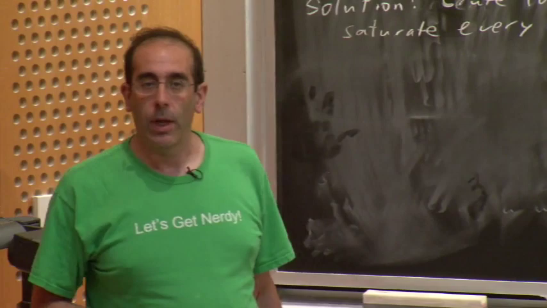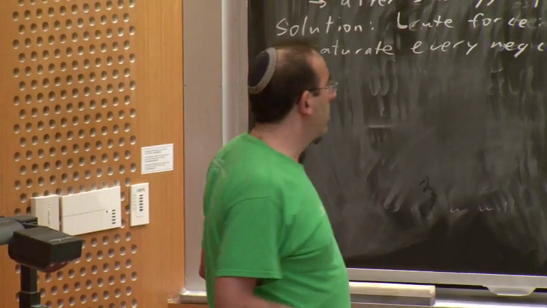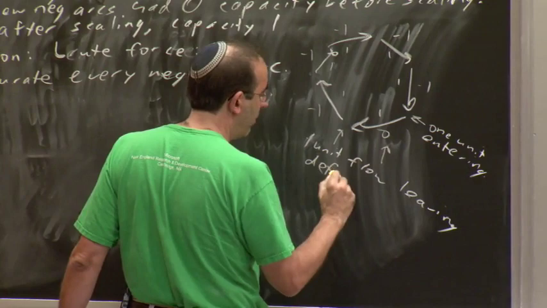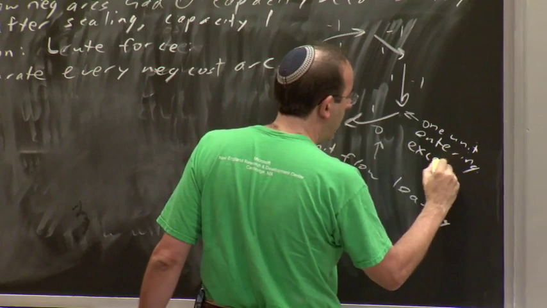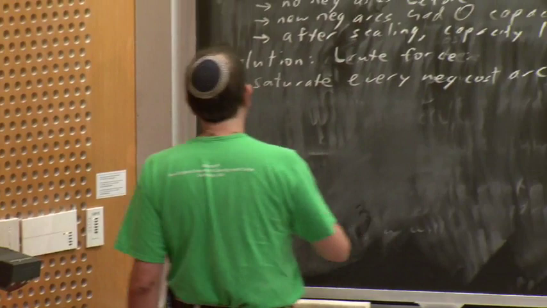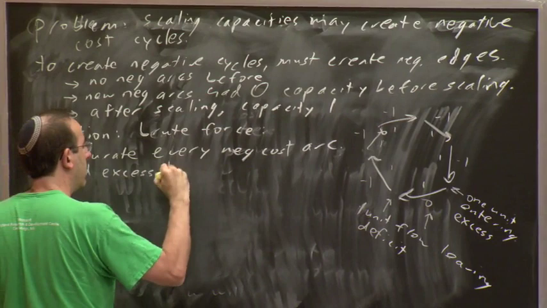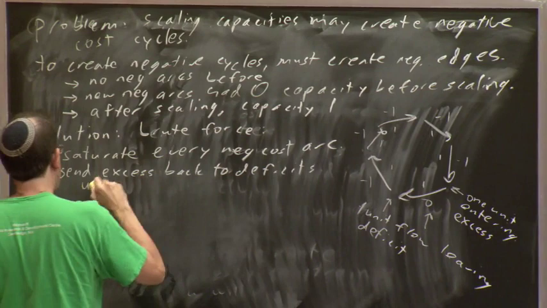But we're not really allowed to make up flow out of nowhere, right? Now we have, over here, a deficit. We have a unit of flow coming out of nothing. And over here, we have an excess. We have a unit of flow coming in that doesn't go anywhere. So what we're going to do is send the excess back to the deficits using a min cost flow calculation.